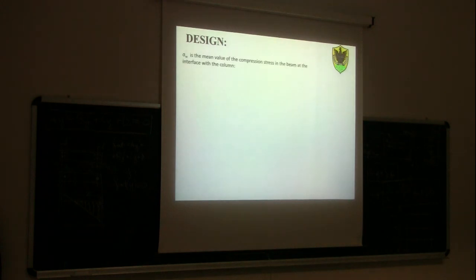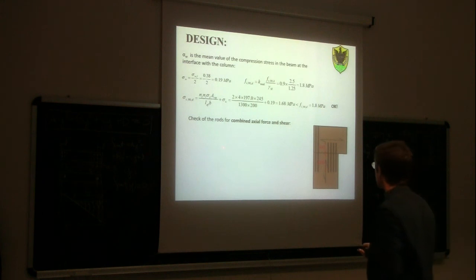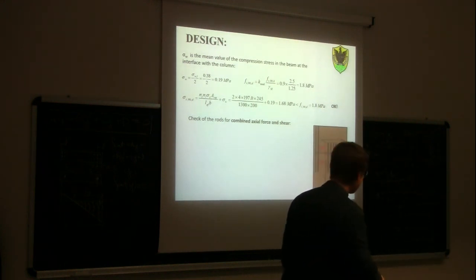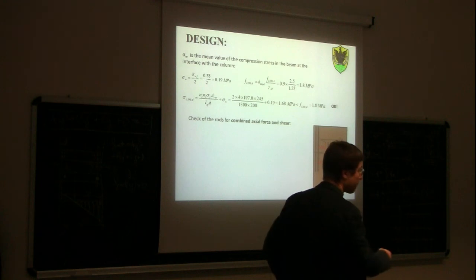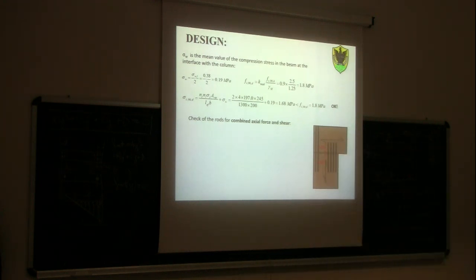Okay. The last check that we should do to complete the design of the joint is checking of the rods for combined axial force and shear. Because if you remember, we said in this joint we have coupled axial force and bending moment, which are trying to open the joint, which are basically stressing the steel, the rods, axially with an axial force. But then we have also to transfer a shear. An equal shear.